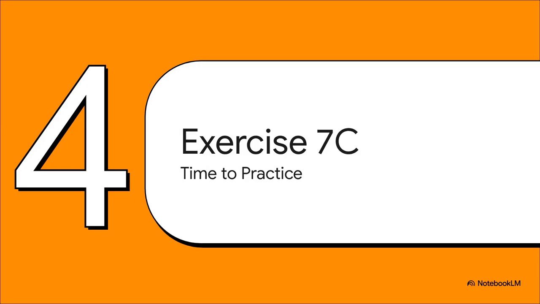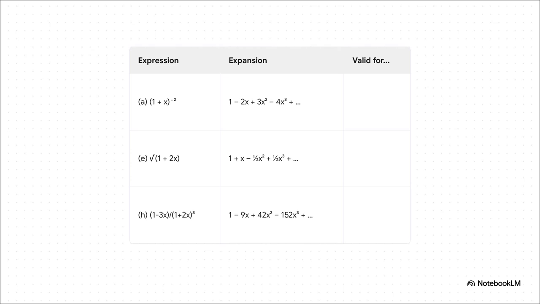Okay, so now that we've got the formula down and we understand the all-important rule for validity, it's time to put it all into practice. Let's tackle a few problems from exercise 7C, because this is where you really start to build your skills. All right, let's look at a few of these. Part A is pretty straightforward. n is -2, our u term is just x, so the validity is simple: |x| < 1. Easy.